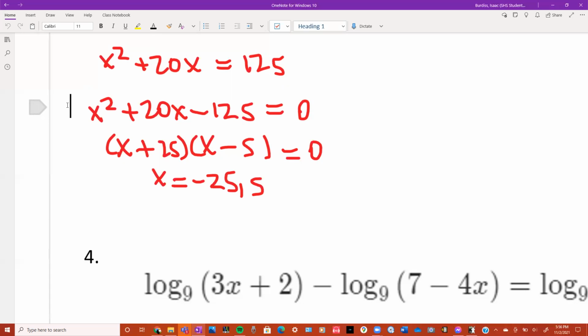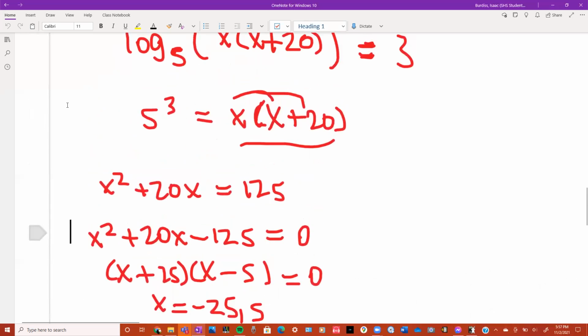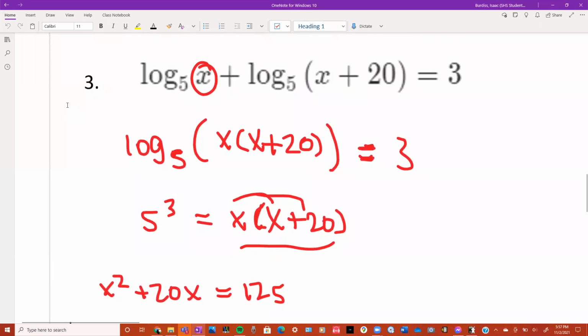our answers. Remember, we have to do that because sometimes it might make the arguments negative. So let's figure out what would happen if this, oh wait, sorry, I forgot to scroll up on here. What if that argument was plugged in with negative 25? That would be a negative argument. So we already know negative 25 doesn't work. Does 5 work?